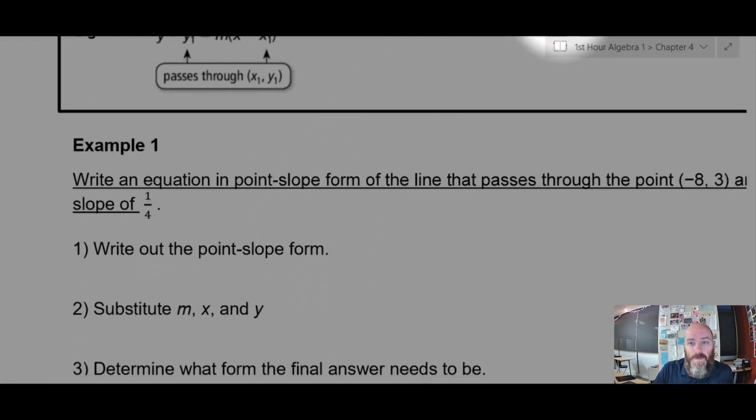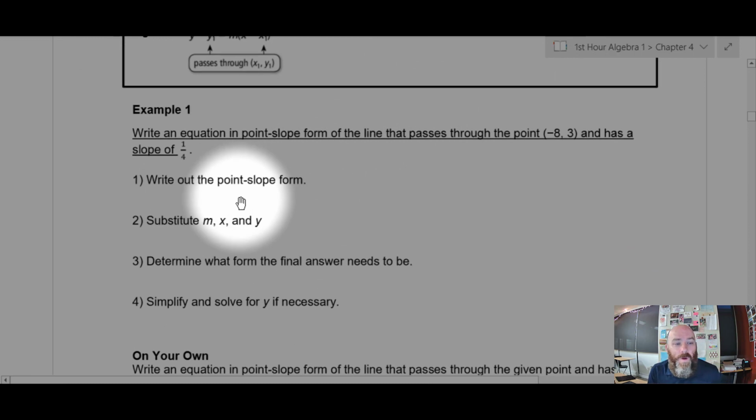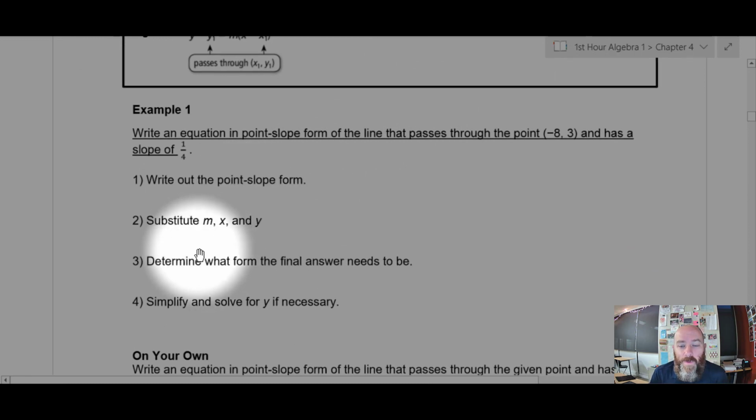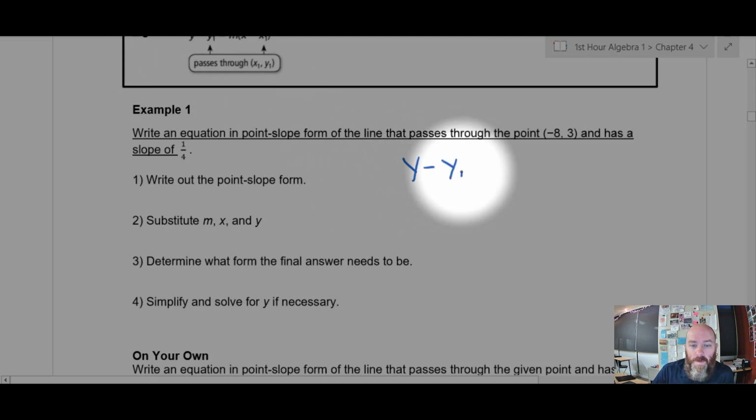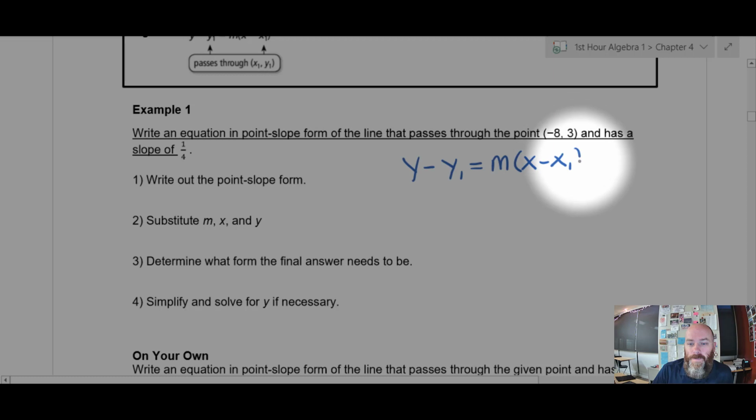First example here, let me zoom out. It says write an equation in point-slope form of a line that passes through the point -8, 3 and has a slope of 1/4. So what I'm going to do is write out the point-slope form to start with. So y minus y1 equals m times x minus x1. Let's go ahead and get that filled in.